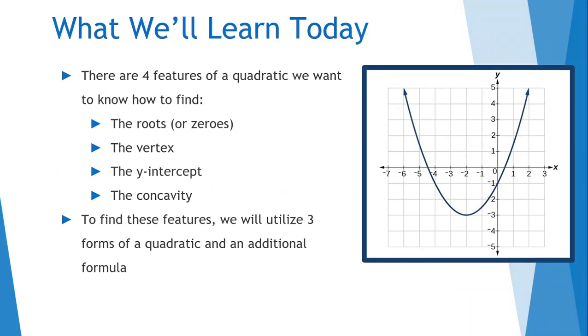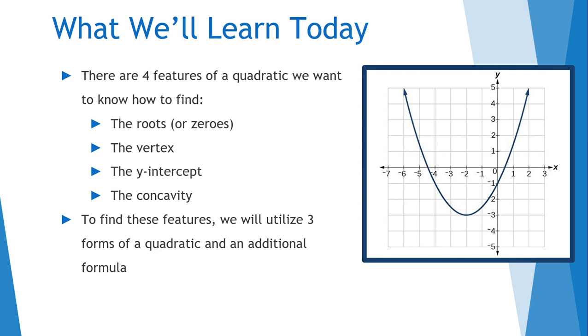So, there are four features of the quadratic function that we want to know how to find today. These are the roots, or zeros, the vertex, the y-intercept, and the concavity of the function. They are all on this graph. I'm going to try to show them to you right here.